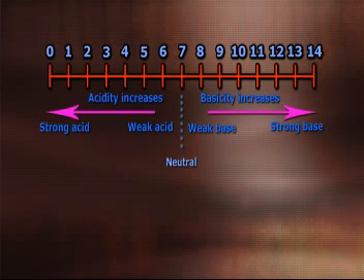Solutions that have a pH less than 7 are considered acidic. The strength of an acid solution increases as its pH gets closer to 0. Solutions that have a pH higher than 7 are considered bases. The basicity of a solution increases as its pH gets closer to 14.